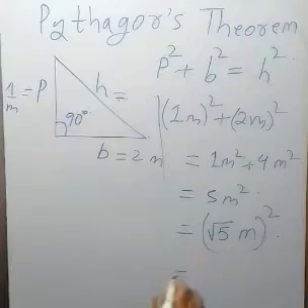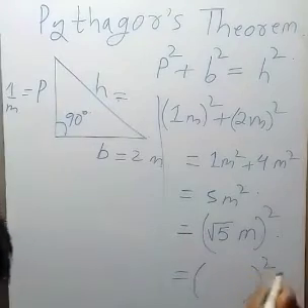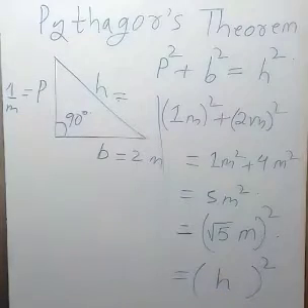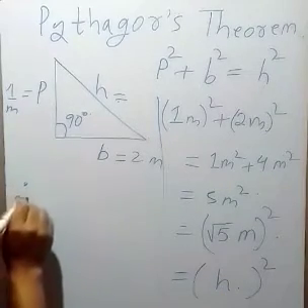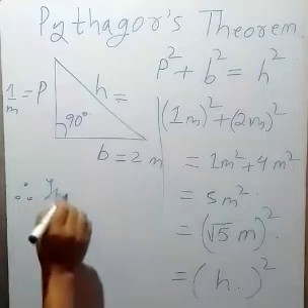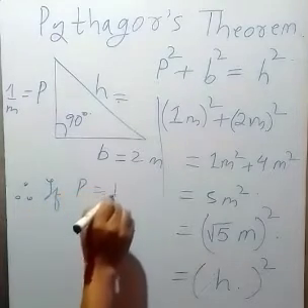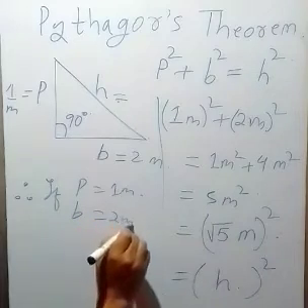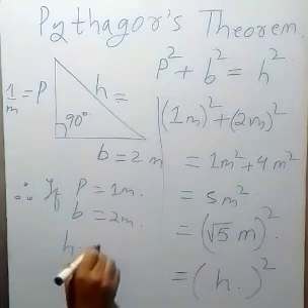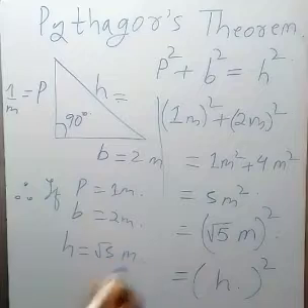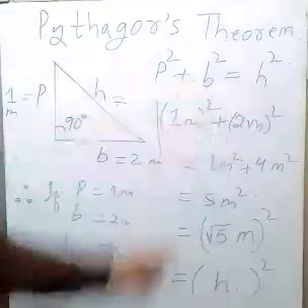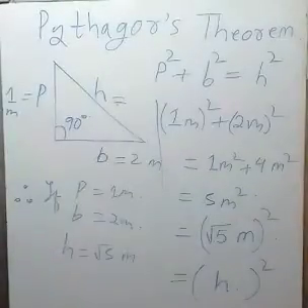Clear? It means now within the bracket, what is this? This is actually 8. Therefore, if height is 1 meter and base is 2 meter, then hypotenuse will be root 5 meter. So in this way you can find any length. If you know the perpendicular and base, you can find the hypotenuse.